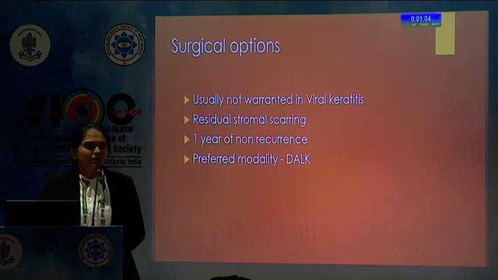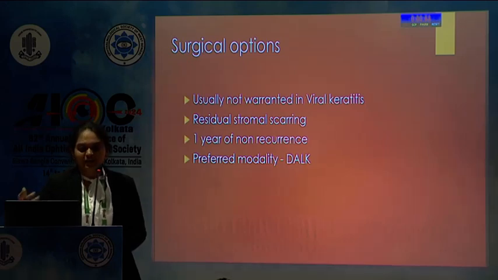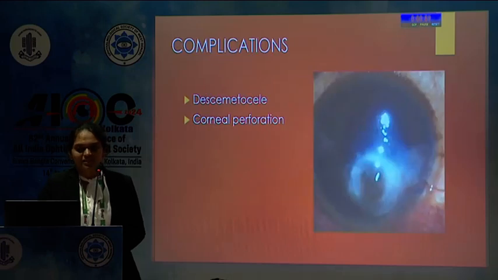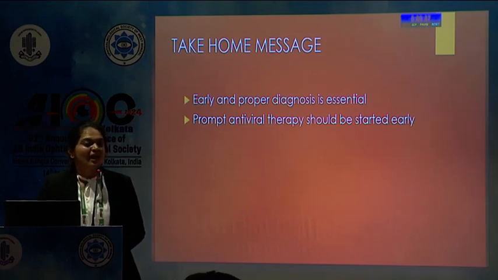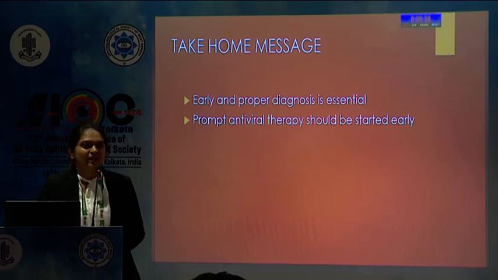Surgical options are usually not warranted in viral keratitis because of the recurrences. And residual stromal scarring will warrant you to do a DALK. And usually only 1 year after non-recurrence, you can go for a DALK because of continuous recurrences. Complications include descemetocele and corneal perforations. And the take-home message from this class is that early and proper diagnosis is essential for viral stromal necrotizing keratitis, and prompt antiviral therapy should be started early because other treatment modalities like steroids can aggravate the case.